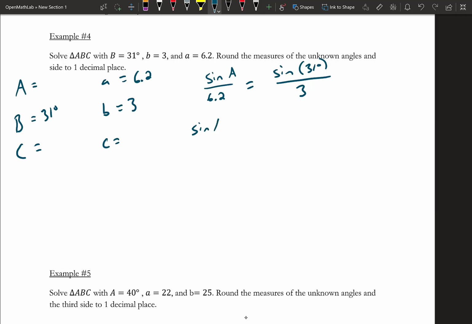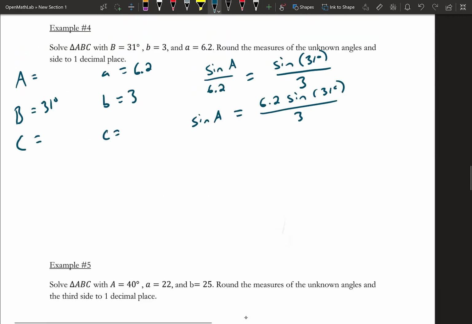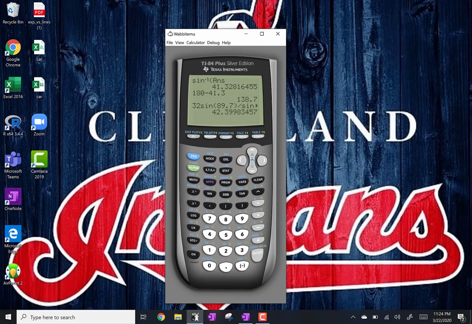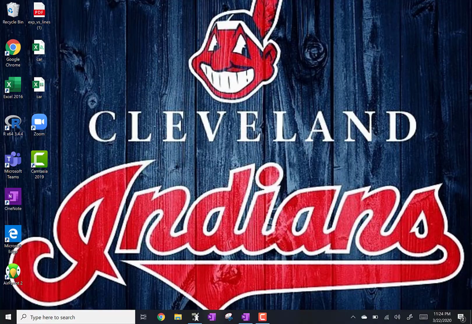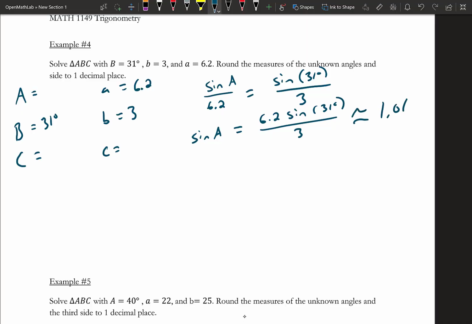So sine of A is equal to 6.2 times sine of 31 degrees divided by 3, right? So that's the exact answer. So if I put this in my calculator, 6.2 times the sine of 31 degrees divided by 3, we get roughly 1.06. Right? But wait a minute, we should know that sine of A should be between -1 and 1, right? Well, this answer is bigger than 1, so it doesn't fit in the range of sine, right?